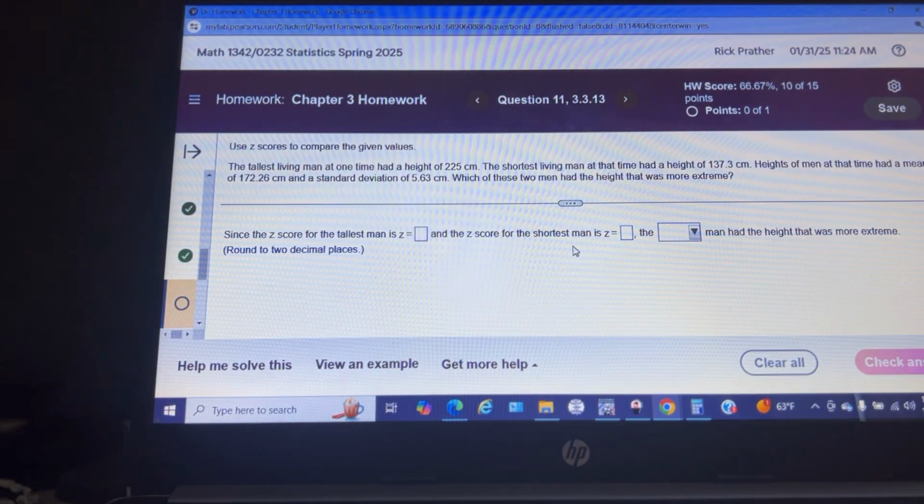So basically, Chebyshev's works exactly like empirical rule. You do it exactly the same way. The only difference is the percentages are different.